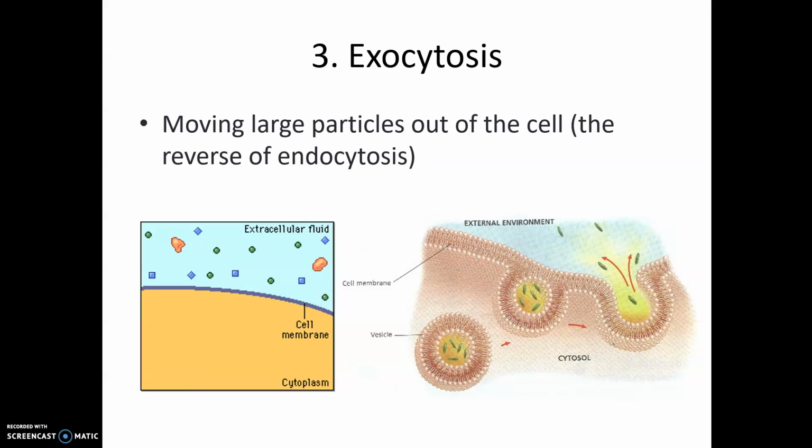Exocytosis is moving large particles outside of the cell. So endo is in, exo is out. Like exo, think exit. Endo, think indoor. So exocytosis, you're taking that vesicle and it's merging with that cell membrane and then opening up to release the gunky stuff out. And that is how you get rid of gunky stuff into the external environment. Anything that you don't want to stay inside the cytoplasm of the cell. Anything you don't want in the cell, that's how you release it.